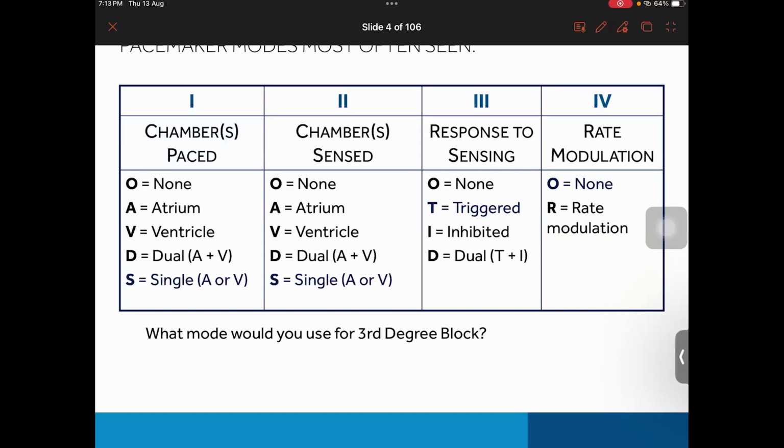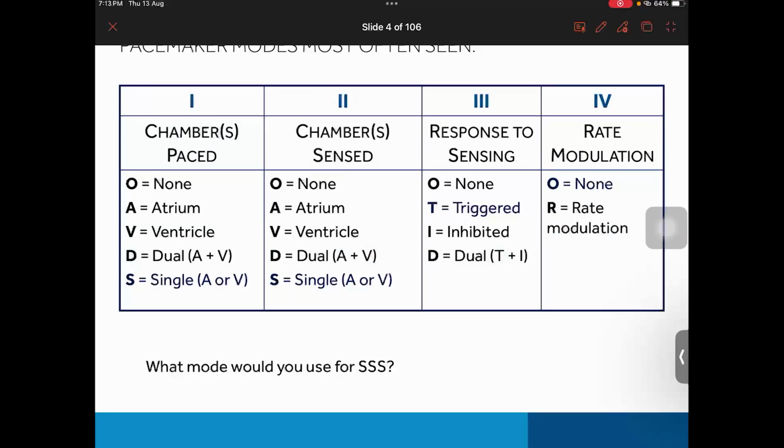What mode would you use for third degree AV block? DDD. Okay, correct. What mode would you use for sick sinus syndrome? AAI alone, or AAIR, or DDD backup? AAIR, R, rate responsive. Why? Because the sinus node is diseased, so I will pace it here all the time.